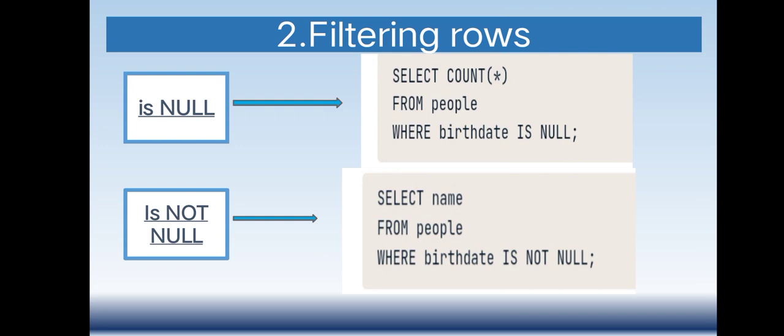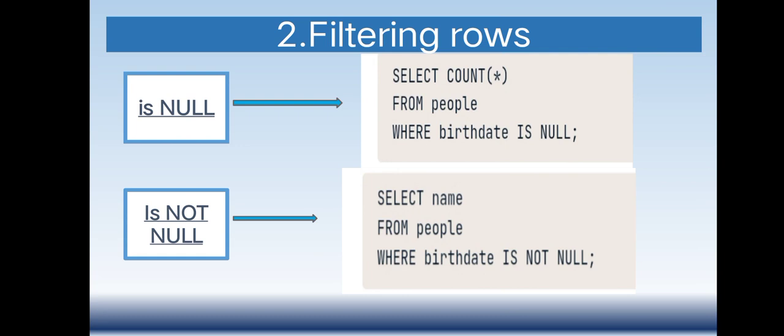The next is applying IS NULL or IS NOT NULL. In SQL, NULL represents a missing or unknown value, and we can check for null values using the expression IS NULL. For example, to count the number of missing birth dates in the people table, we will select count from the people table where birthdate IS NULL.